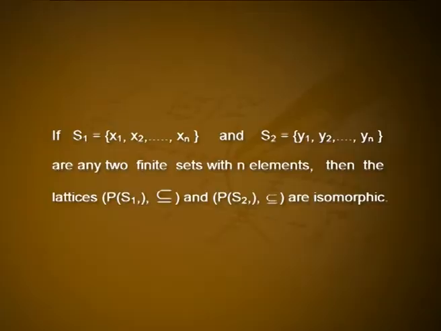Theorem 8. If S1 is equal to the set {x1, x2, ..., xn} and S2 is equal to the set {y1, y2, ..., yn} are any two finite sets with n elements, then the lattices P(S1) with subset and P(S2) with subset are isomorphic. In particular, the Hasse diagrams of these lattices may be drawn identically. The essential point of this theorem is that the lattice P(S) with subset is completely determined as a poset by the number |S| and does not depend in any way on the nature of the elements in S.